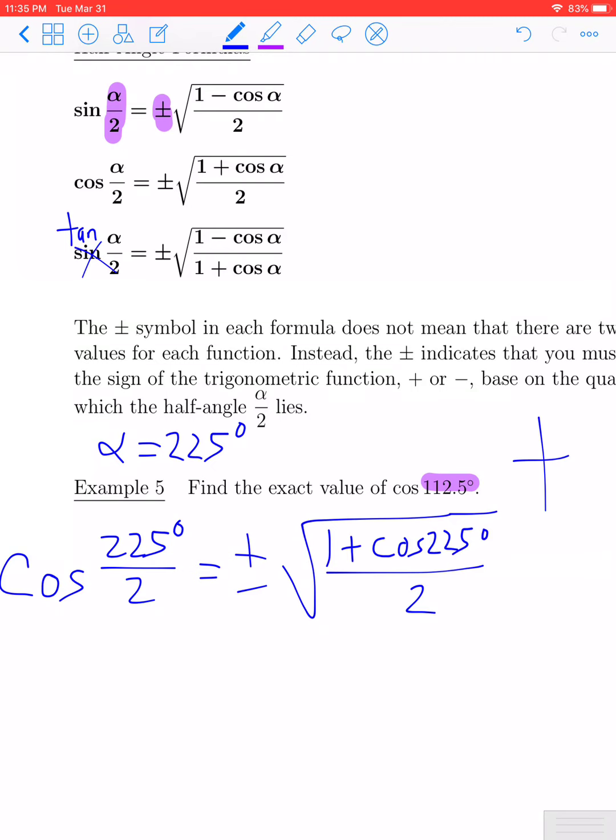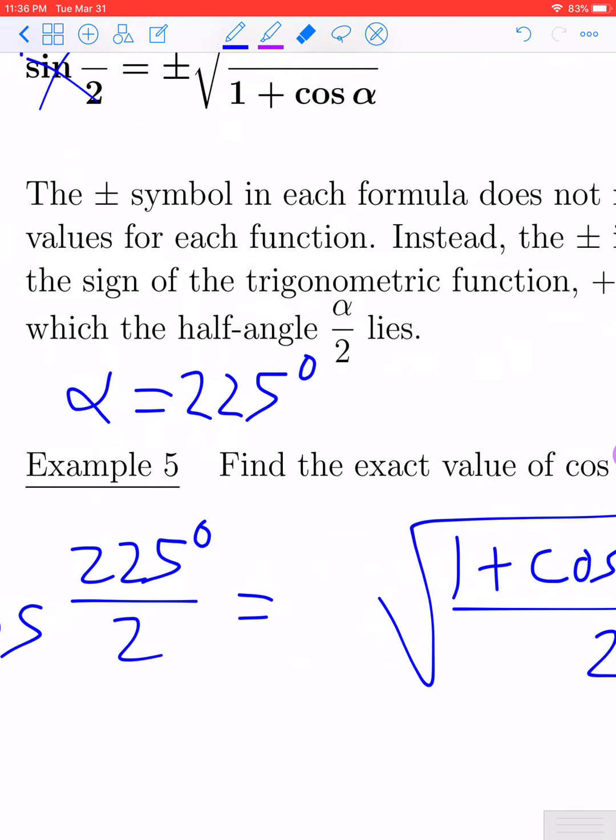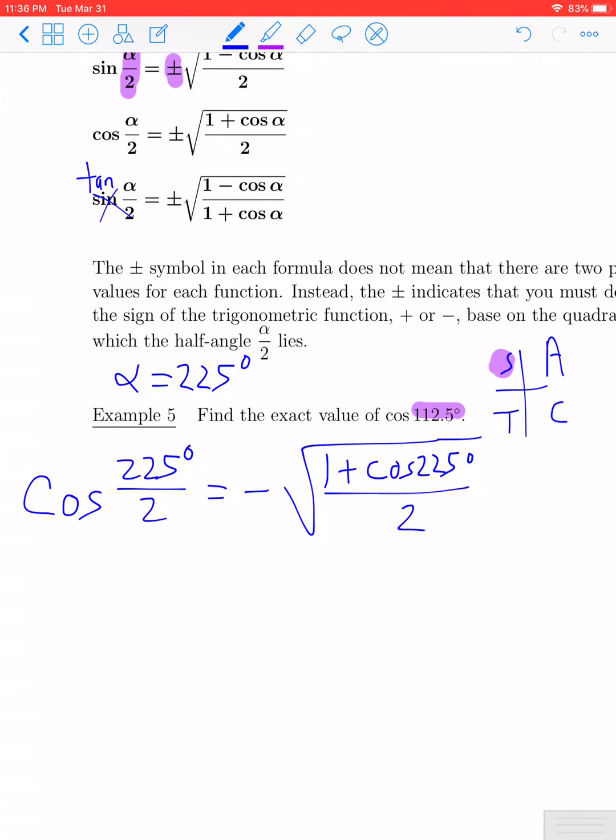Well, let's take a look at 112.5. From our All Students Take Calculus, 112.5 is more than 90, but it's less than 180. So this is an angle that's going to be in quadrant 2. And we know that in quadrant 2, the cosine should be negative. So the sign that we need to attach to this radical should be a negative.